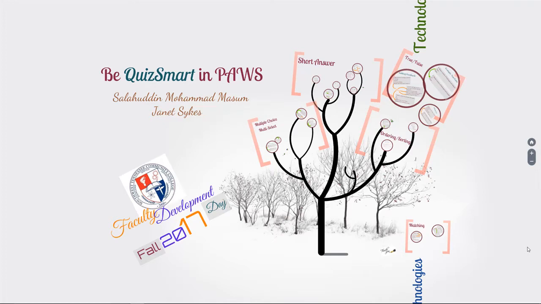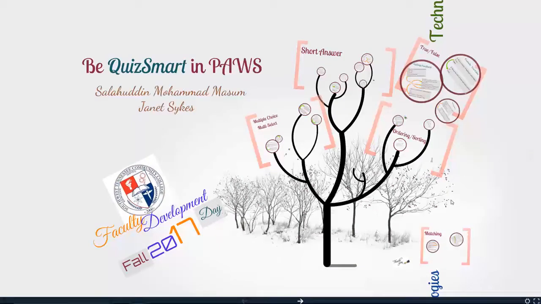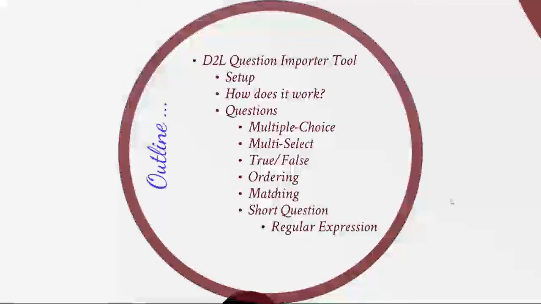So let's see what we have in this tool and how we can use it to make our time and PAWS quizzes creation more efficient and easy. Again, the name of the tool is D12 Question Importer Tool. Okay. Again, at first you have to set it up. It's very simple. All you have to do is either you download or you get my copy, so you can use that one. You can just keep it as a folder and then just click on the exe file to open it.